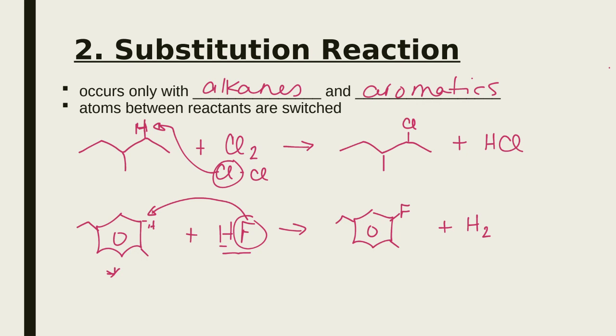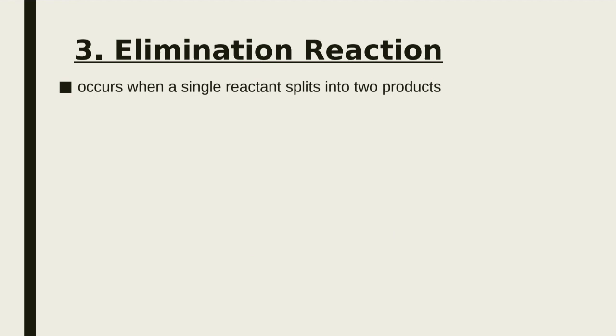These reactions are really hard to undergo because you're trying to break strong sigma bonds. So oftentimes we need to have catalysts with each of these reactions in order to facilitate it. An elimination reaction takes a single reactant molecule and it will split it into 2 products.